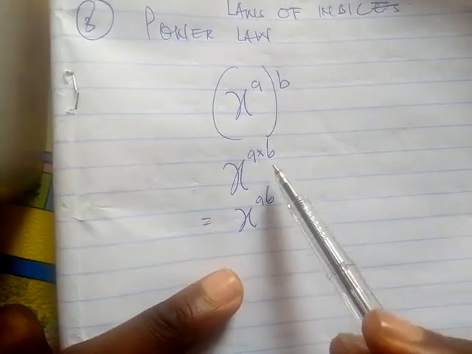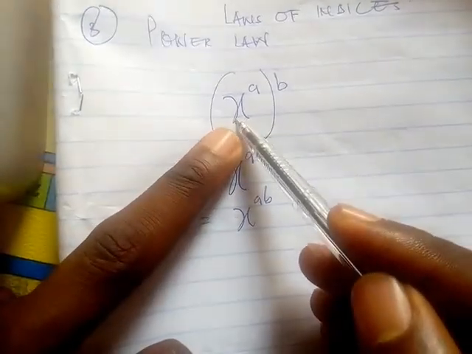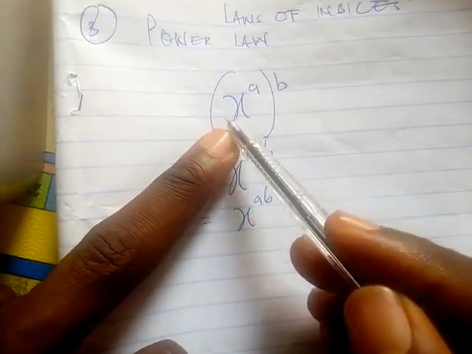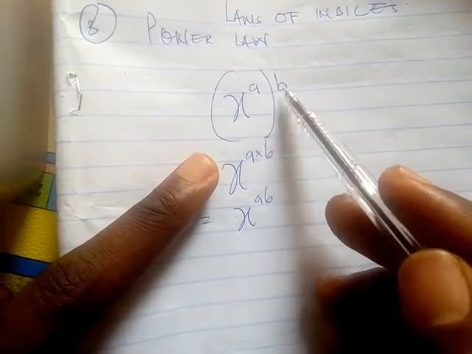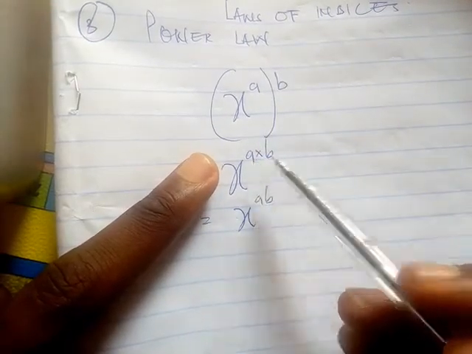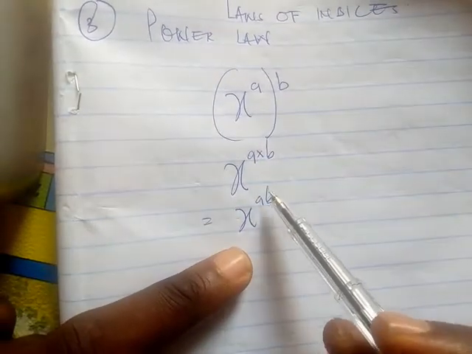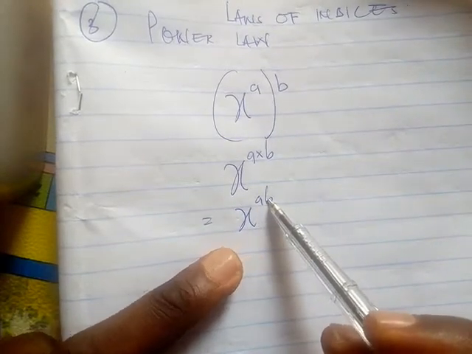How did I get this? Don't forget that I said if a number is raised to a power and again raised to another power, what you do is multiply both powers together. That is how you get the final result, which is x raised to power ab.